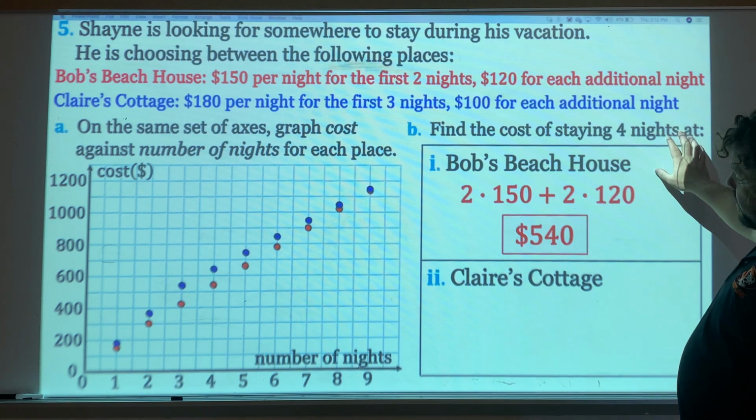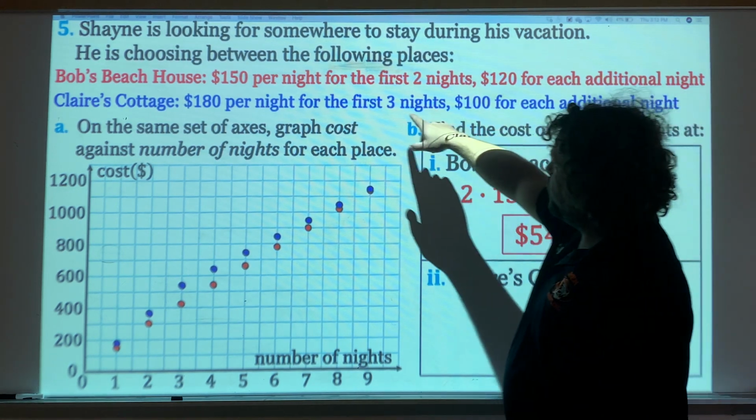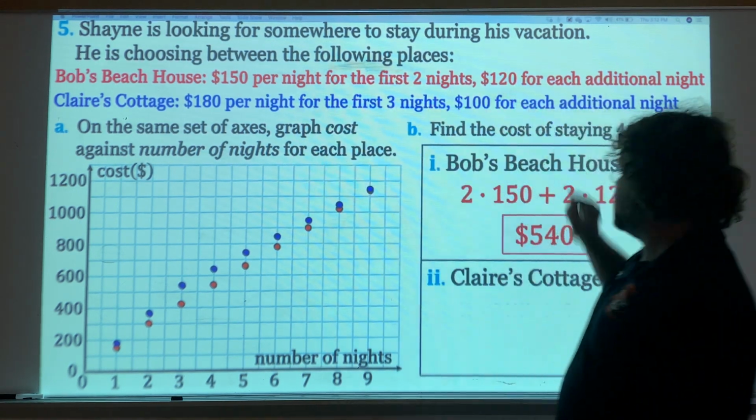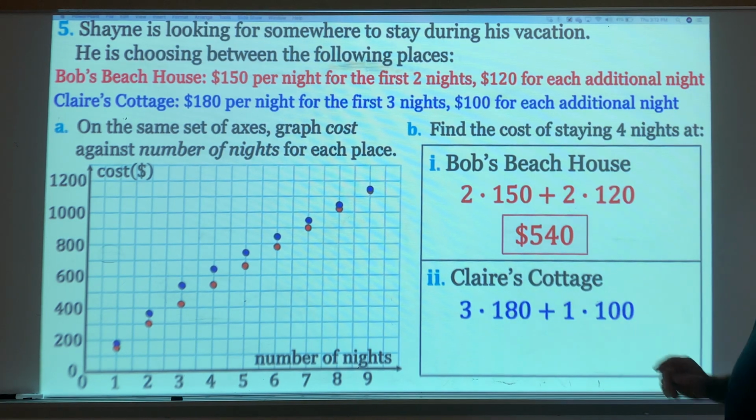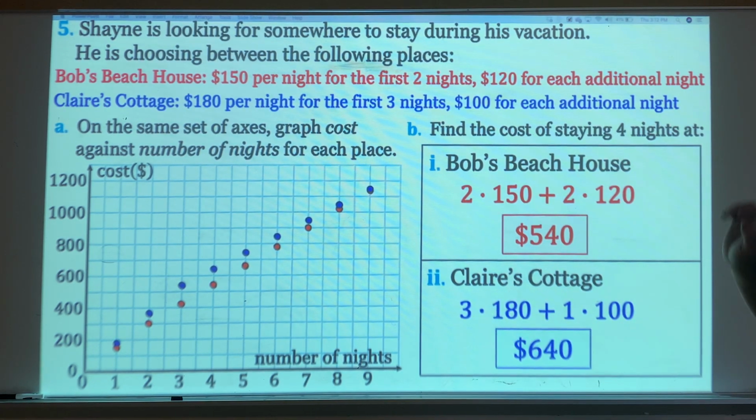What's the cost of staying 4 nights at Claire's Cottage? Well, 3 times 180 plus 100 for 1 night. $640. So it's a little more expensive to stay at Claire's for that one.